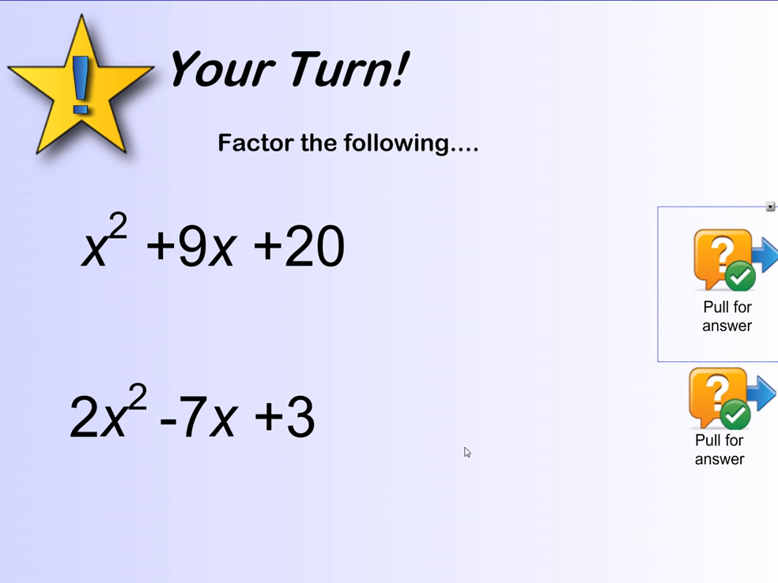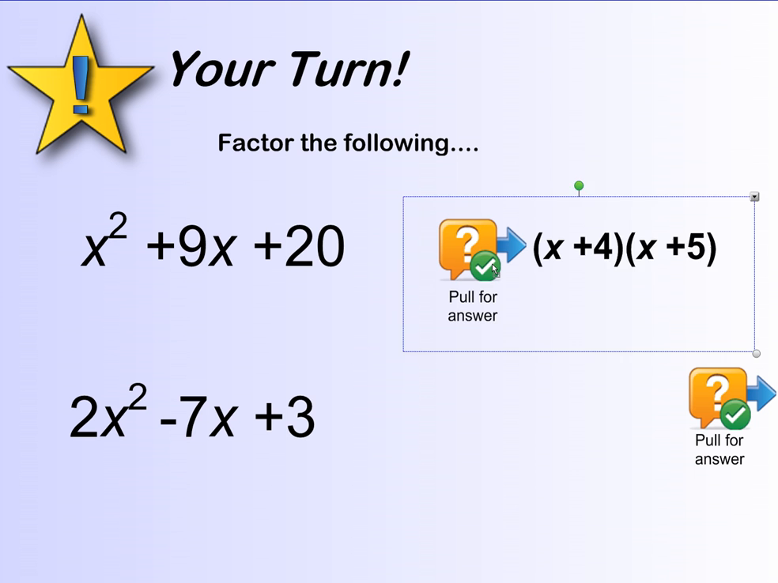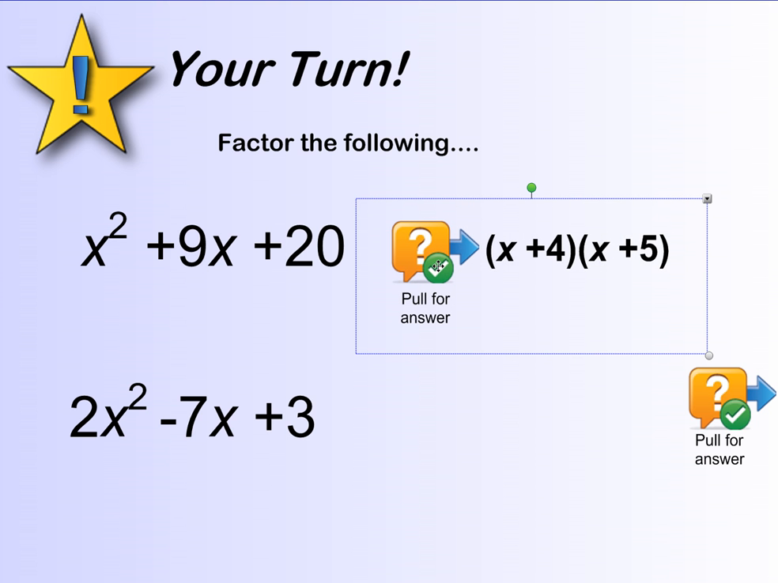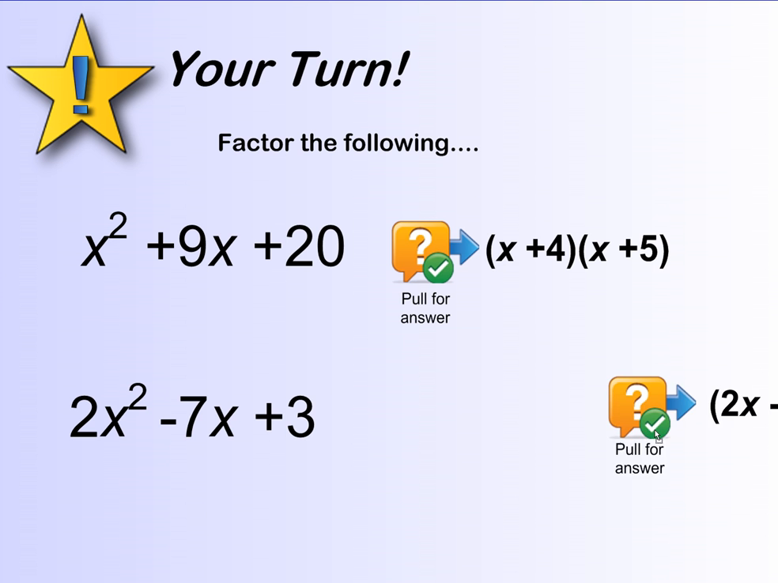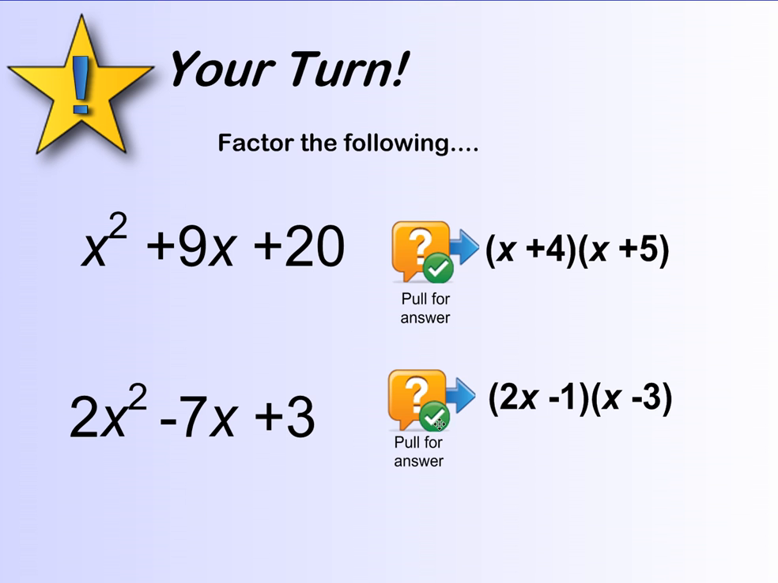It's your turn again. Take a look at these two examples, pause the video and work them out, and then restart the video when you have an answer to see if yours matches what's on the screen. So for x squared plus 9x plus 20, you should have x plus 4 and x plus 5. And for 2x squared minus 7x plus 3, we should have 2x minus 1, x minus 3 as our two factors.